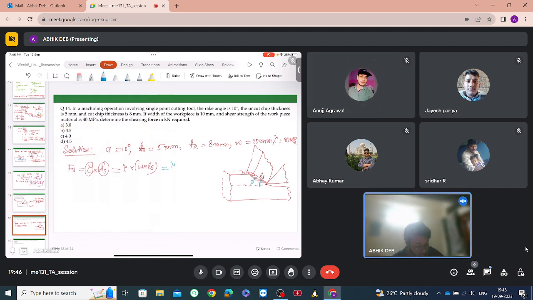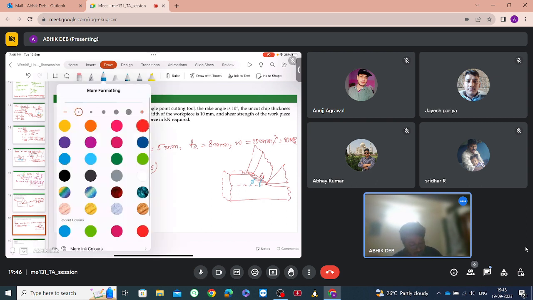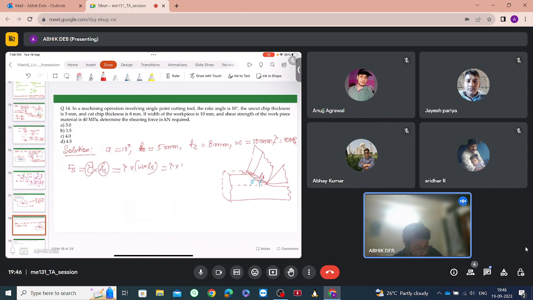So this is tau multiplied by W multiplied by Ls. Ls is equal to T naught by sine phi. We do not know the value of phi, so that is why we need to know it. We have the formula tan phi is equal to R cos alpha by 1 minus R sin alpha. We know the value of alpha.